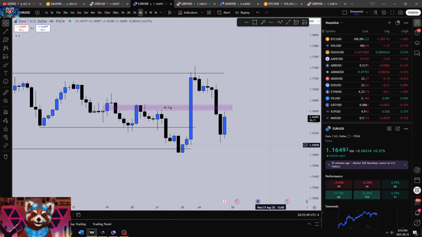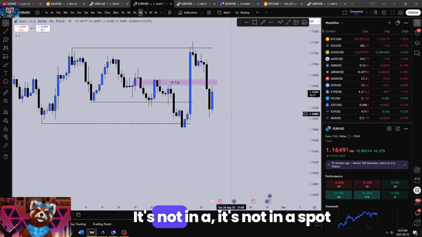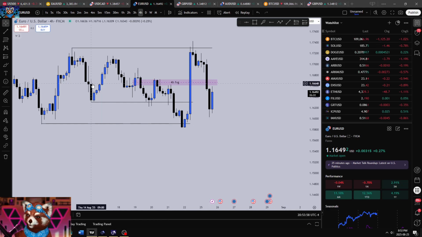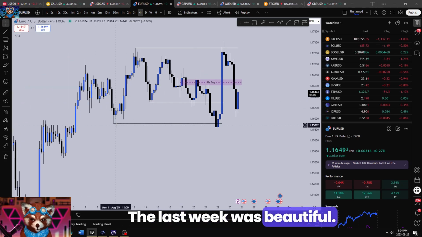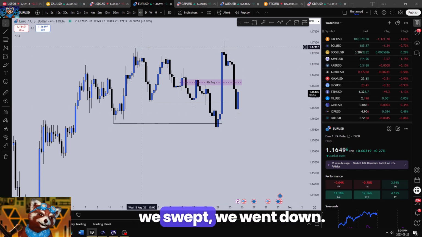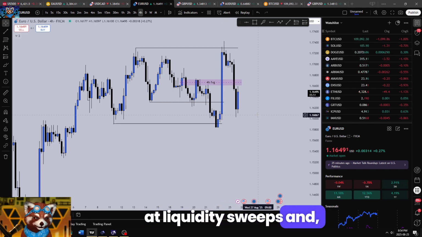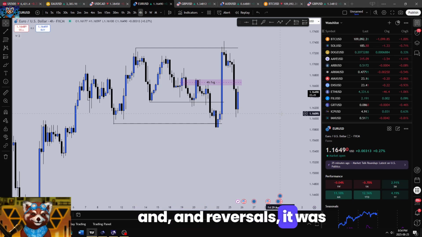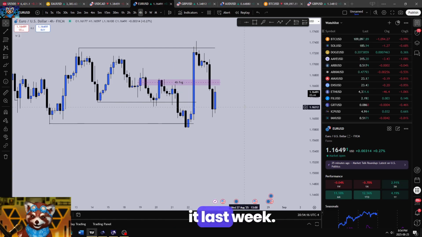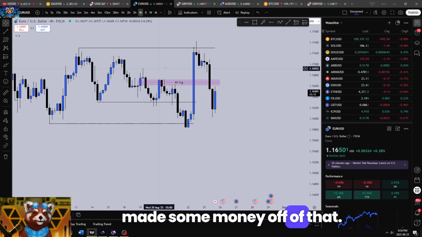Euro USD. I'm not loving Euro USD right now. It's not in a spot where I really like it. The last week was beautiful. Look at this. We swept, we went up. We swept, we went down. If you're looking at liquidity sweeps and reversals, it was beautiful. It couldn't get any better than that. I called it last week, so I hope somebody made some money off of that.